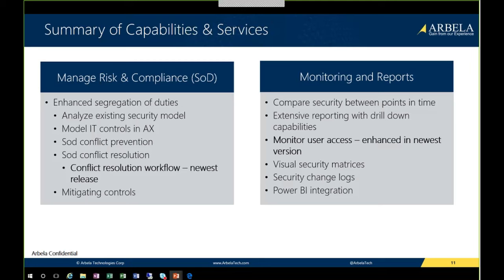And we have a place in the segregation of duty rules to capture any of your external steps that you take to mitigate if the conflict resolution is not to change security or allow the security. If it's just allow the security to continue with the conflict, you can enter what mitigating steps you take outside of the software. For example, management review or reports or something of the sort. You can definitely enter it into the rules and capture that. So you and your auditors have an at-a-glance view of your IT controls.